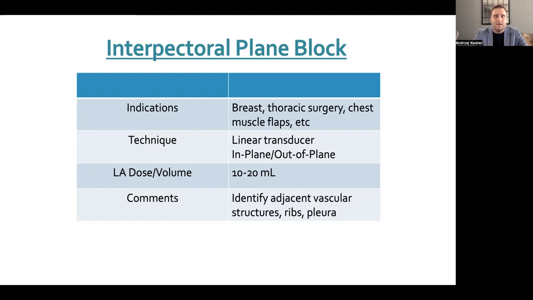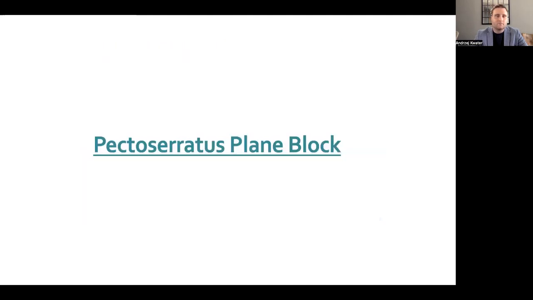And again, identifying the relevant vascular structures nearby. If there's ribs or pleura anywhere in the vicinity, identify where those are and make sure that you have correct needle identification as well, to avoid any potential risks or complications.